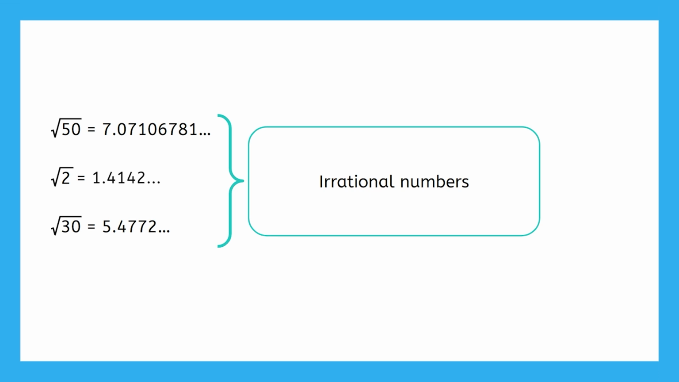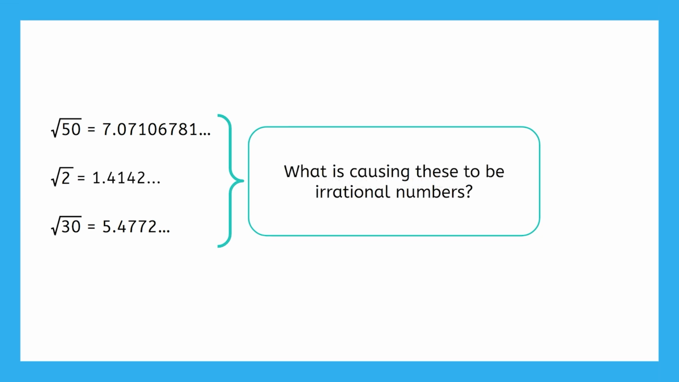Huh. We know it's possible to get integer square roots, so what could be happening to cause all the square roots we tried today to be irrational? Pause the video to write down your thoughts in your guided notes.